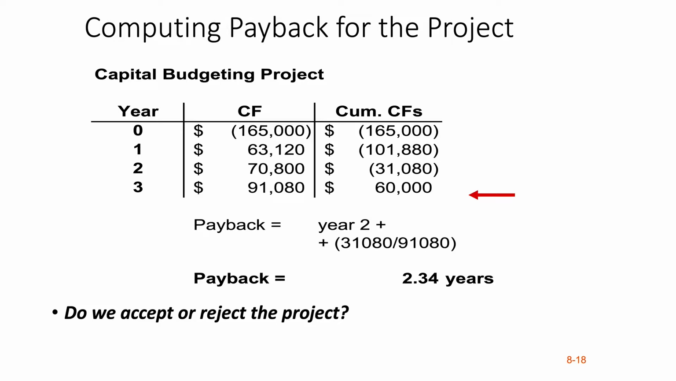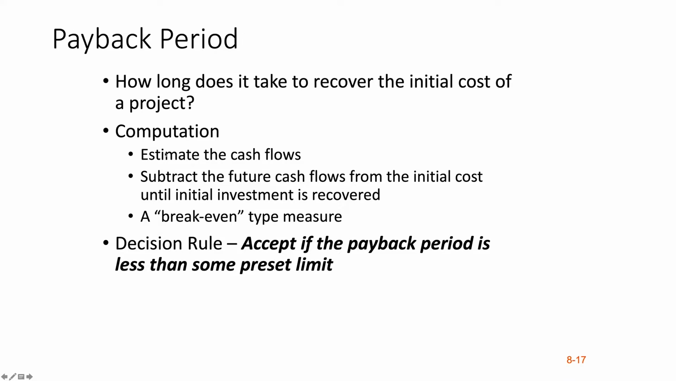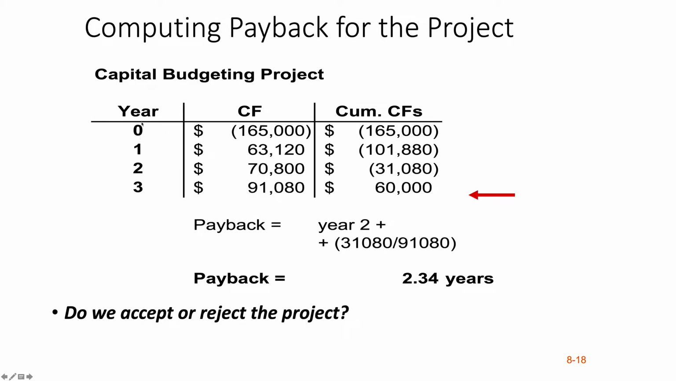Let's do one example, as we mentioned earlier, using the same project. Let's look at how we calculate the payback period. Now here is the spreadsheet example. Year 0, now -165. Now let's create a third column called accumulated cash flows.